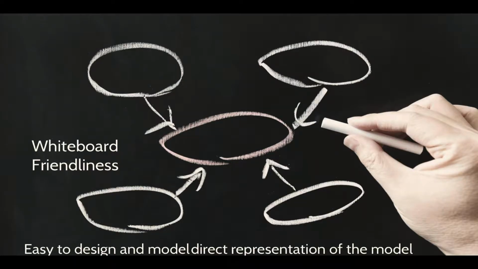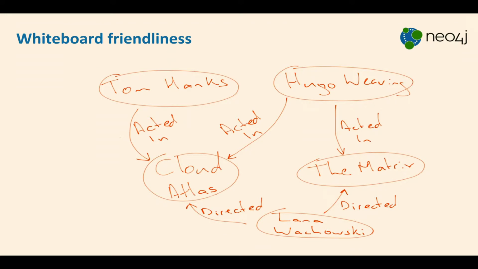You can actually model a graph database on a whiteboard. And here is an example about movies. So we have actors, Tom Hanks and Hugo Weaving. They have acted in Cloud Atlas and Matrix, and there is a director. So we can model this in this way.